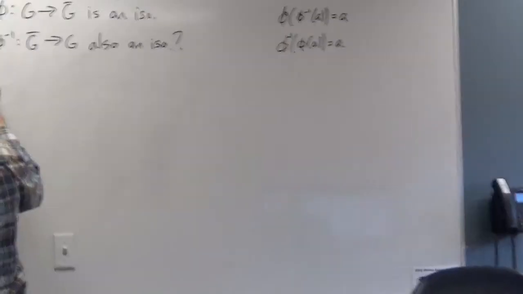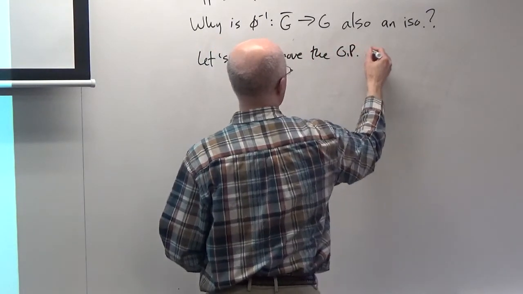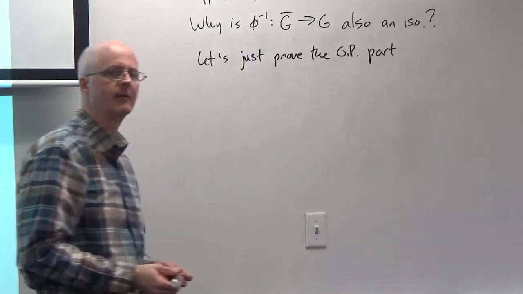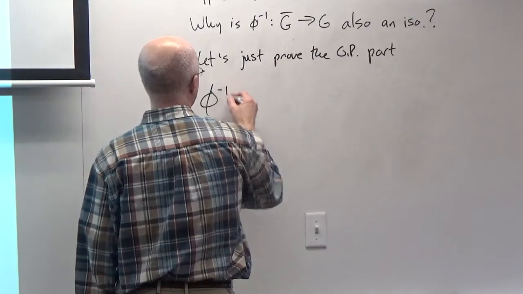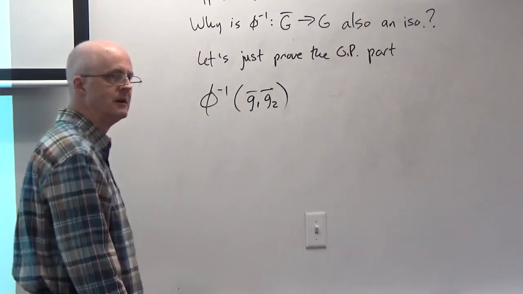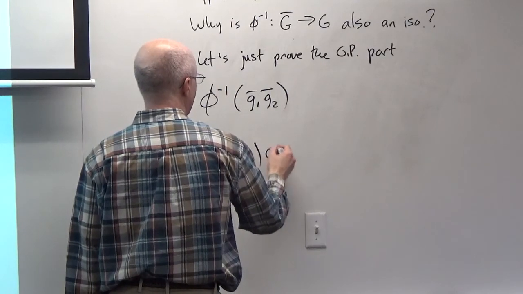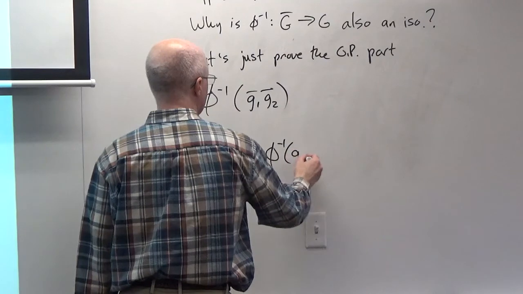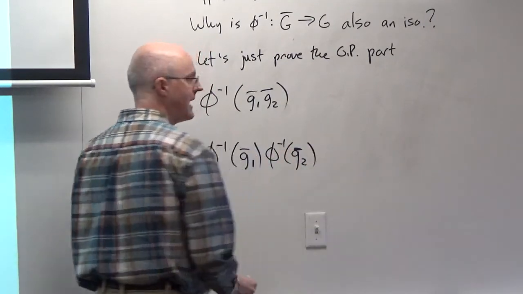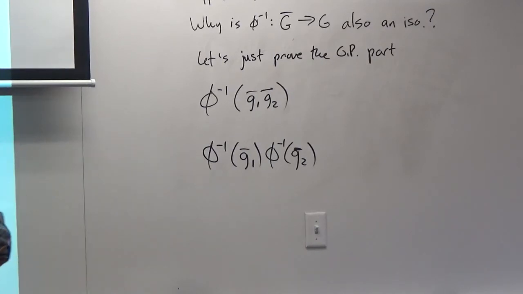Let's just prove the operation preserving part. When I apply phi inverse to the product of two arbitrary elements of G bar, call them g1 bar and g2 bar, do I get the same thing as when I apply phi inverse to g1 bar and also multiply that by what I get when I apply phi inverse to g2 bar? Are these the same? If you sit here and try to think about how to imagine showing those are the same, I think if you don't have the right intuition, you'll be stuck for a while. You're like, I have no idea what to do here.